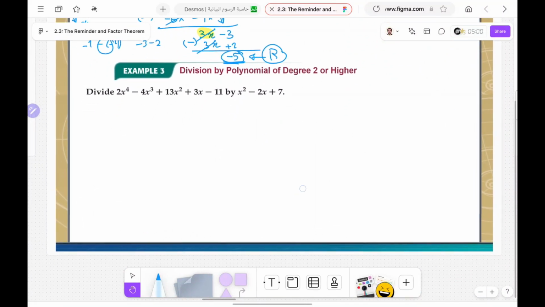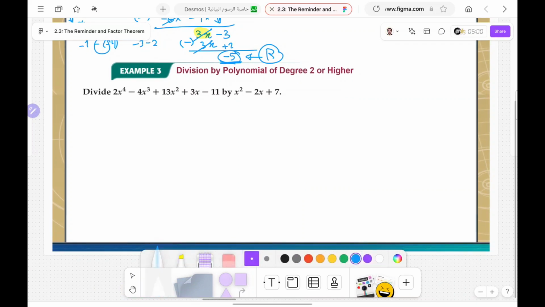Now try to solve this. Let's do it together. I think you know the idea of how we're doing the long division, so I will try to be fast while I'm doing it. The first thing, we write the dividend. The divisor is x squared minus 2x plus 7, and the dividend is 2x to the power of 4 minus 4x cubed plus 13x squared plus 3x minus 11. I know it will be a long question, so I will try to make it fast with you.